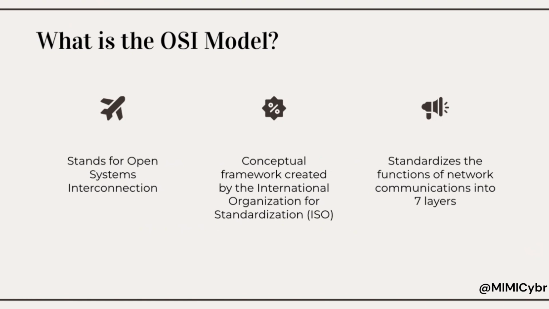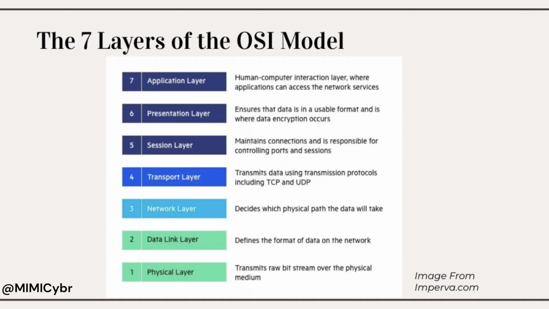The OSI model helps us standardize the functions of network communications. Think of it like a step-by-step guide for sending a message from one computer to another. The OSI model breaks down exactly how computers talk to each other and communicate into different steps, which are the 7 different layers we'll eventually talk about. These are the 7 layers of the OSI model, and I'll be doing a brief rundown from the 7th layer to the 1st layer.